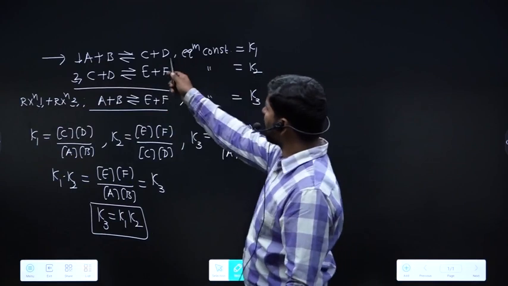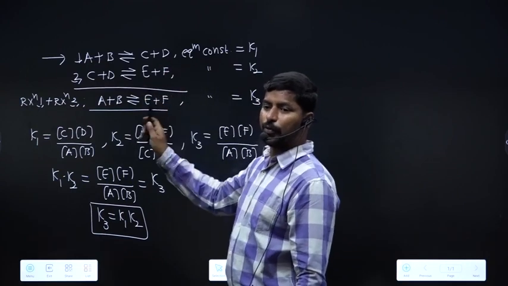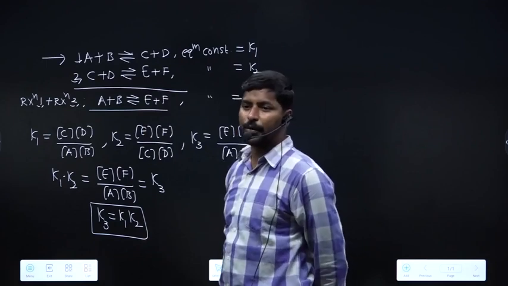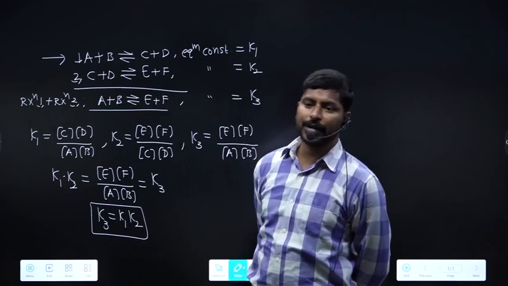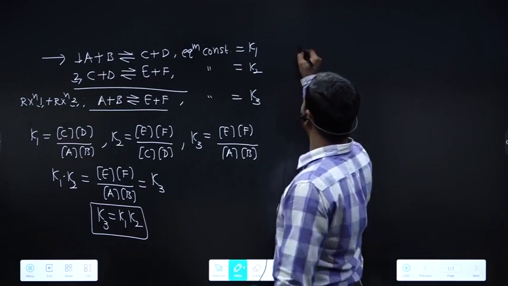For example, if reaction 1 plus reaction 2 plus reaction 3 gives a fourth reaction, then what is the relation between K1, K2, K3, K4? K4 is equal to K1 into K2 into K3. And one more case we have.